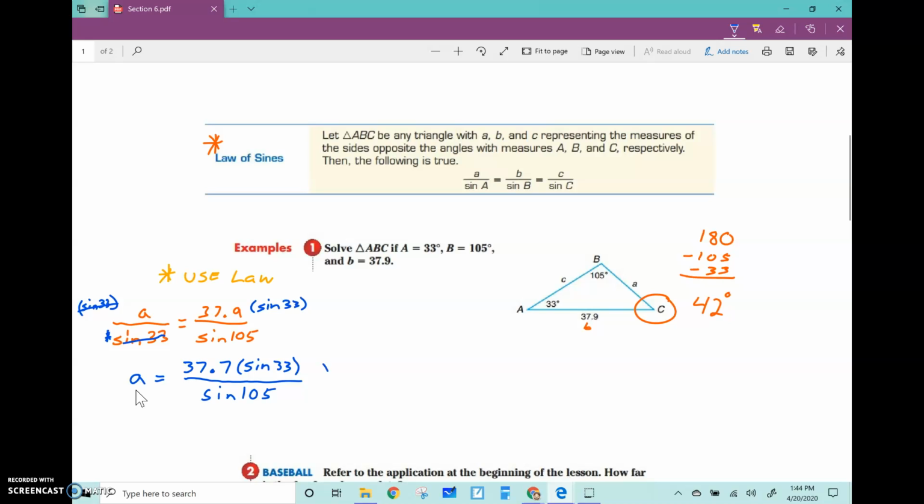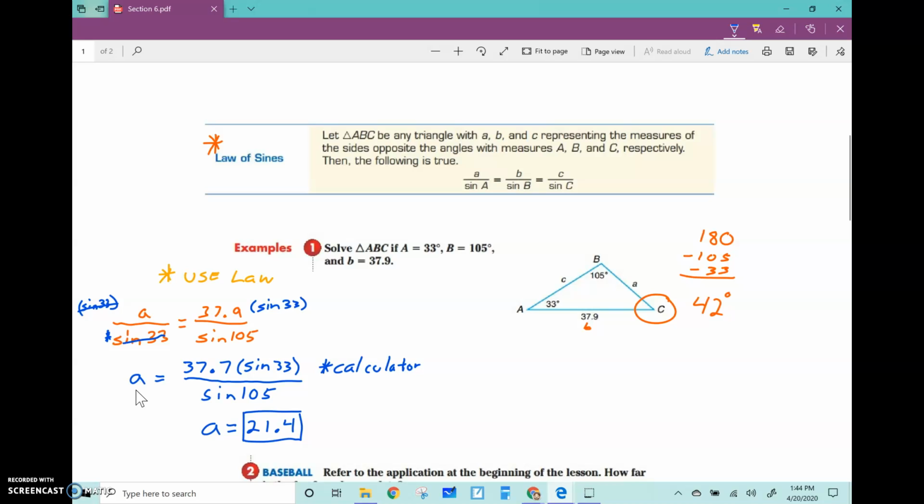And what you're going to use is your calculator. Use a calculator for all this. Once you get to this step, you use your calculator. All right. And when we use our calculator and type it all in, we get A equals 21.4. All right. A few things to remember are just pay attention to what side and what angle you're using.